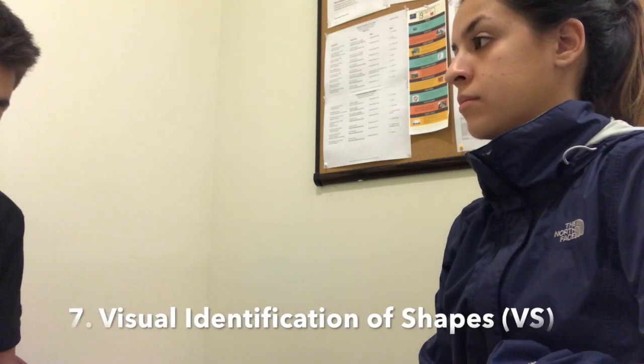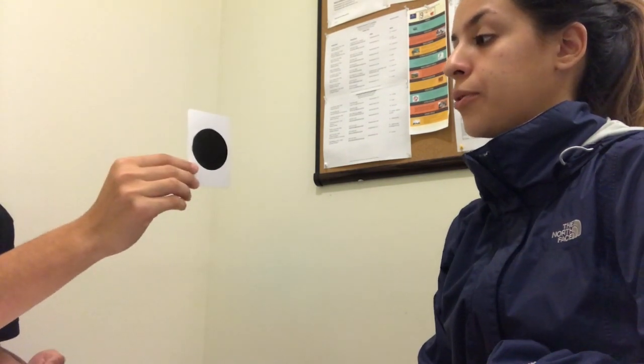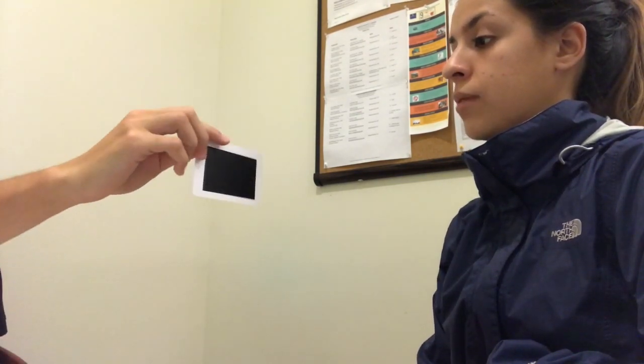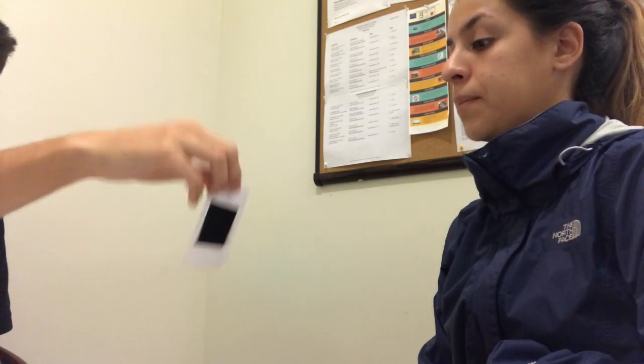Client is shown 4 cards of illustrated shapes, one at a time: a circle, a triangle, a rectangle, and a square. Client is asked to name each shape. Circle, triangle, rectangle, square.